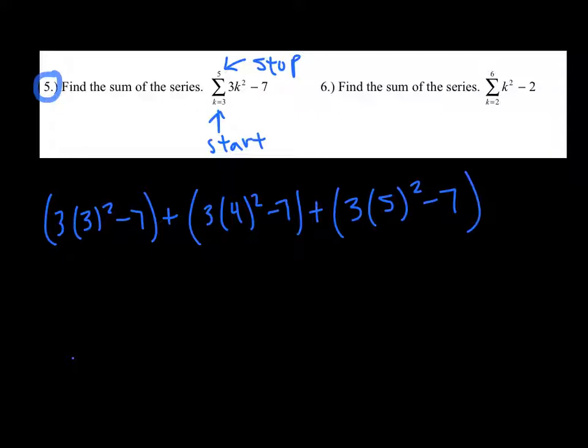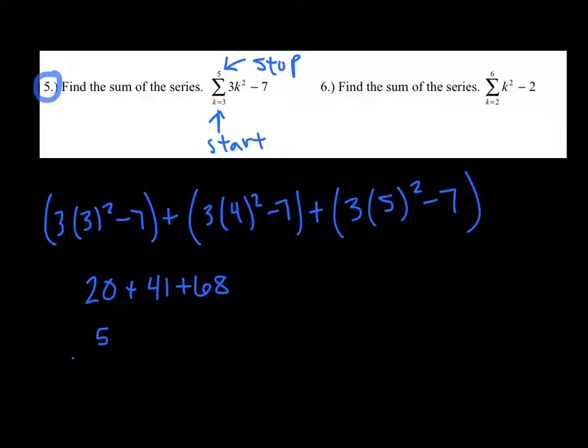So 3 squared is 9 times 3 is 27. 27 minus 7 is 20. Okay, plus 3 times 4 squared minus 7 is 41. And 5 squared is 25 times 3 is 75. Minus 7 is 68. So then all you have to do is add up your 3 numbers and you get a total of 129.